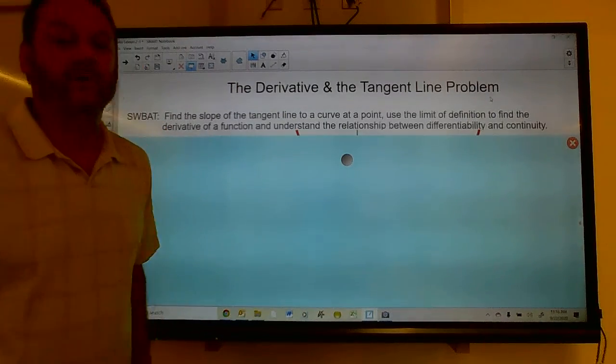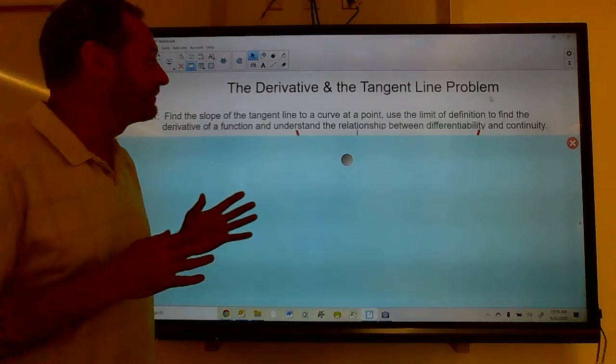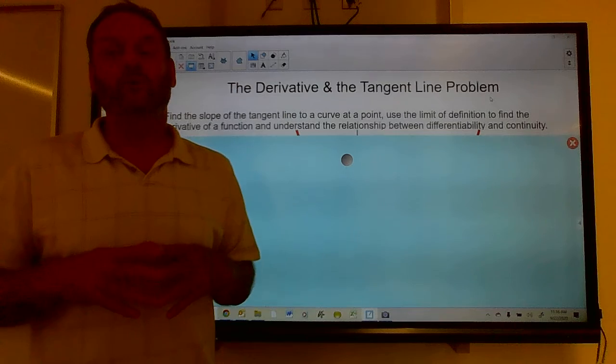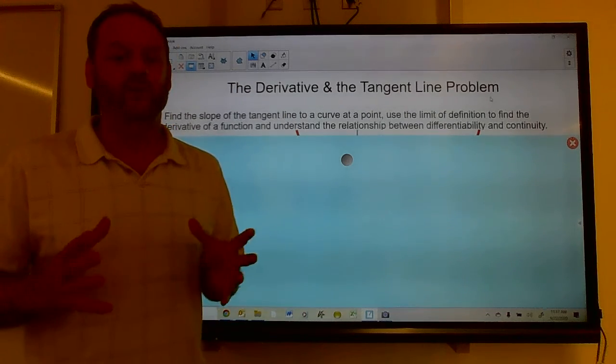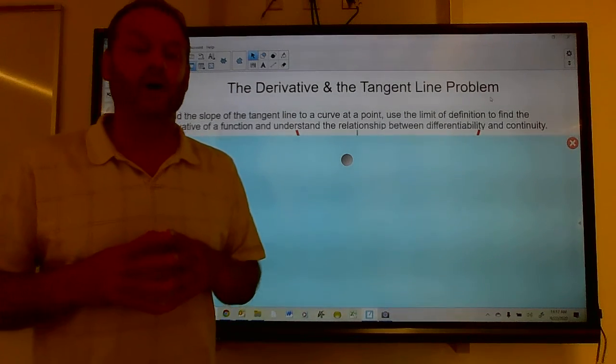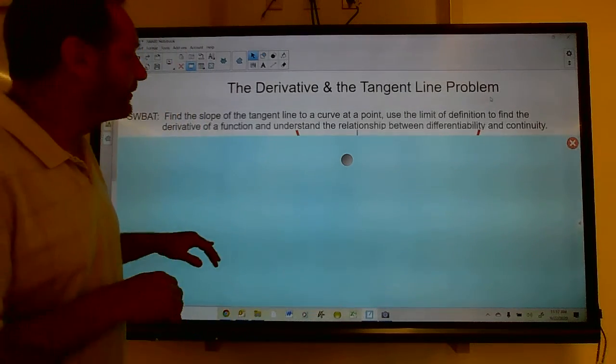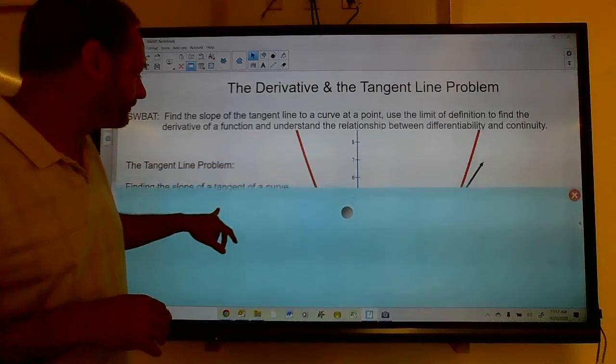Okay, today we're going to be talking about derivatives. We're just going to start talking about derivatives and the tangent line problem. Derivatives is pretty much the main topic of first semester calculus. So what is a derivative?